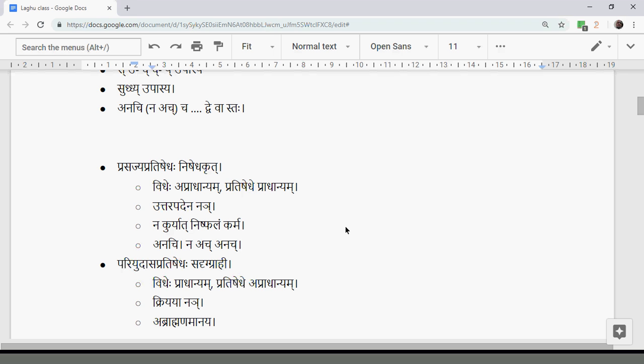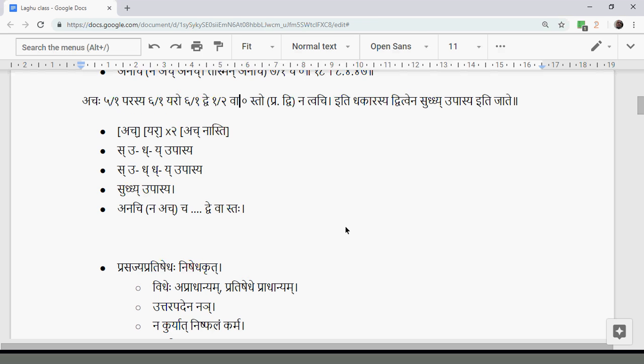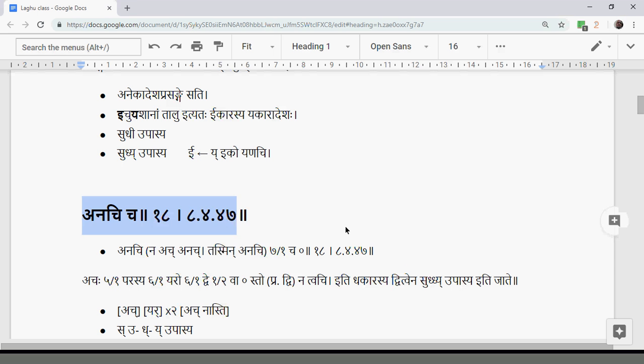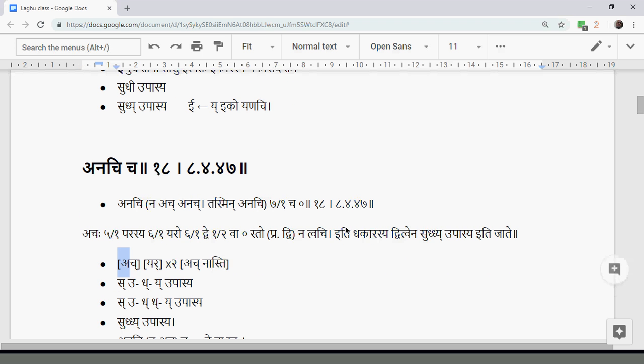So it is not saying hal should follow or this should follow, that should follow. No, ach should not follow. That is all the meaning is. So whenever we see, we should ask: is anachi cha applicable? We should see, is ach there in panchami? Panchami meaning ach is the preceding letter. Yar is there, which is following. Yes. Achah parasya yarah. What should happen? Dve vasya.